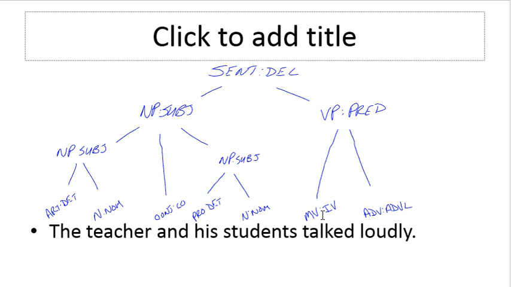Talked is an action. That means the verb is either transitive or intransitive. Talked what? No. Talked whom? No. So because it's an action verb and there is no direct object, this is an intransitive verb, IV. And loudly is an adverb that's adverbial. And this sentence is also declarative.